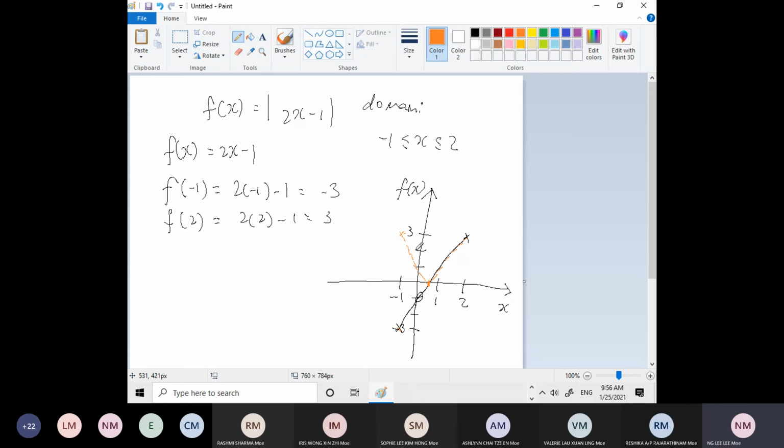Okay, the black color one is the one without modulus. I better join it solid lah, solid. Because solid always represents the correct answer, I mean the final answer. Solid, sorry. Okay, so the orange color one is the one with modulus. The black color one is the one without modulus.